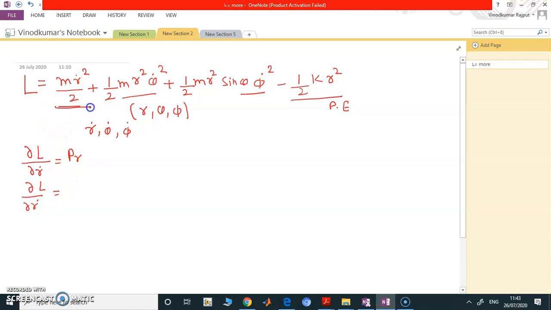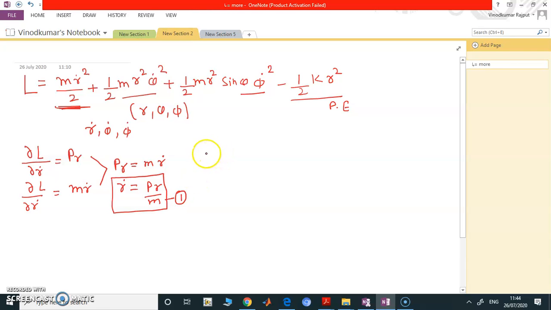This is the first term, which has the r dot, so only this term gives a derivative, that will be m r dot. All other terms would be 0 because they don't have the r dot term. So from these two equations we have P r is equal to m r dot. So what we can write, r dot is equal to P r by m. So this is our first task, calculate r dot, that we have calculated.